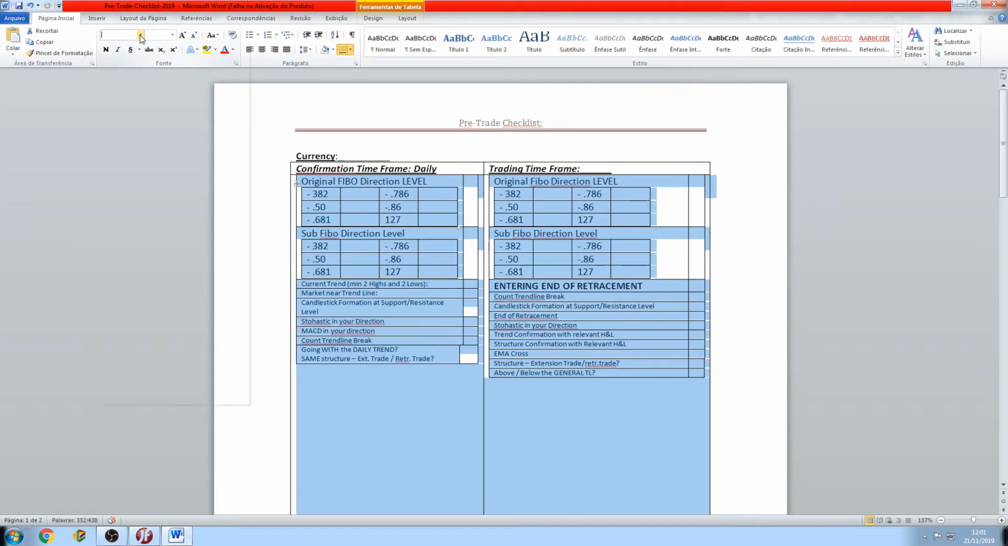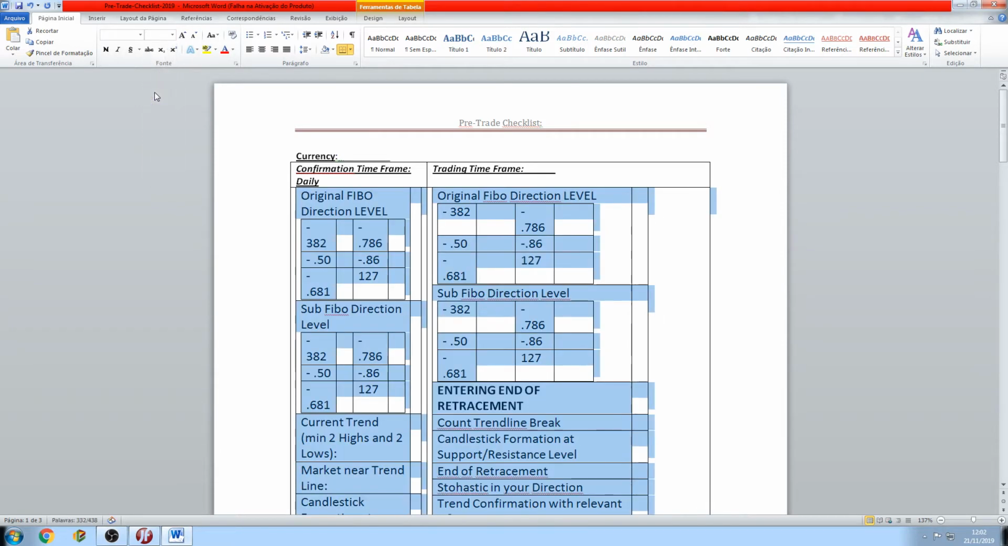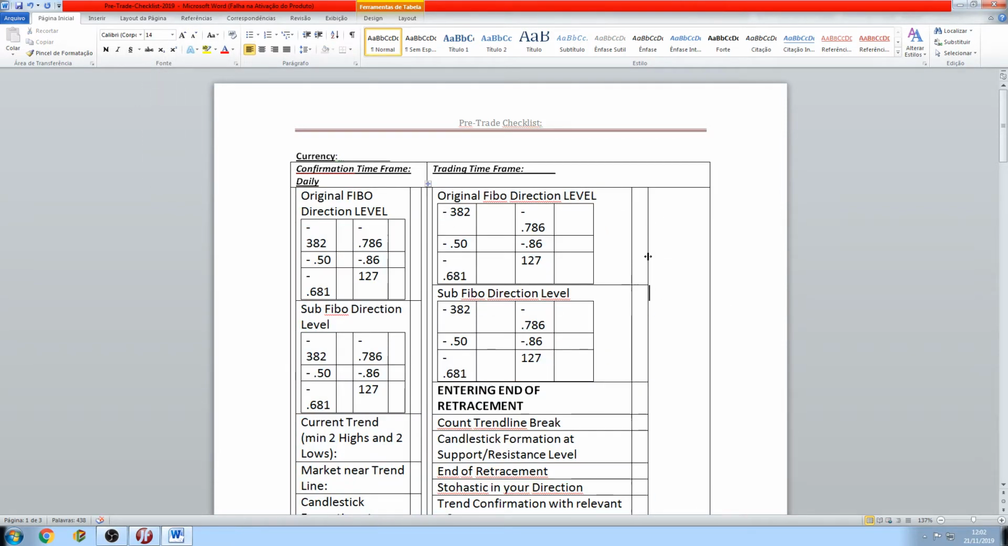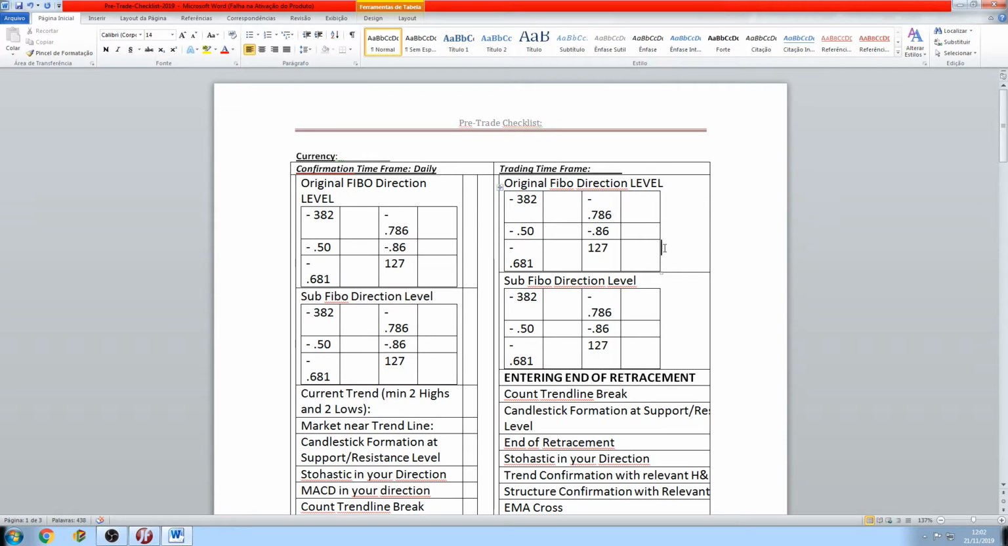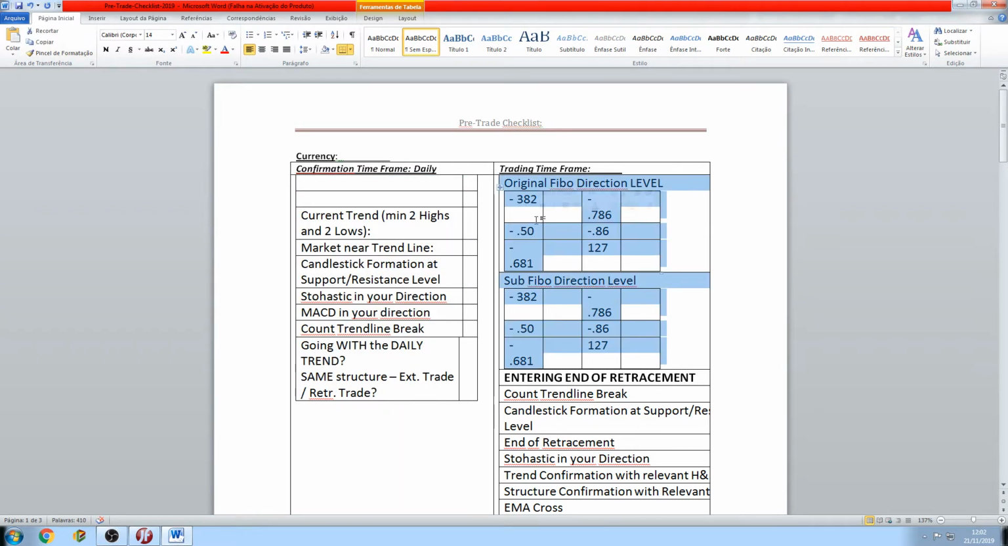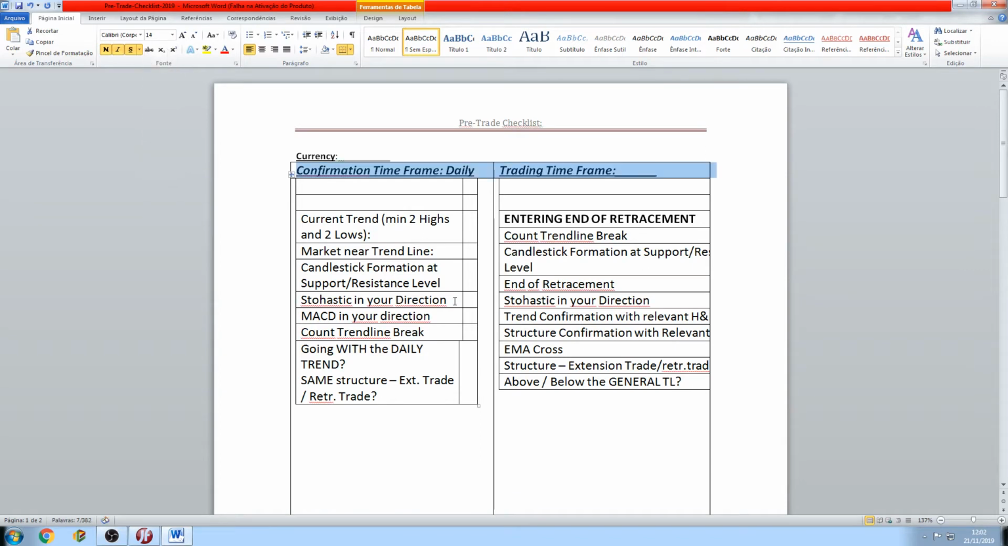So let me see if I can make it bigger. Whoops, too much. 14. Let me arrange this one, everybody, so you are going to see. Okay, and where is this one? Maybe like this. Okay, well, I'm going to delete the Fibonacci levels just for this exercise. And you have the confirmation time frame and the trading time frame. Let's make it bigger. 14. Okay, 2 different. Okay, so we're going to use this, everybody.